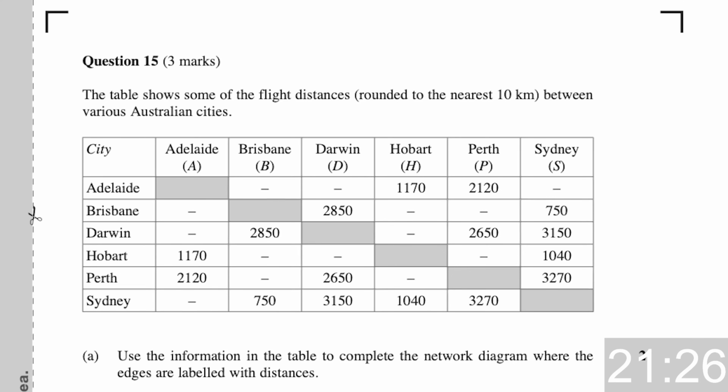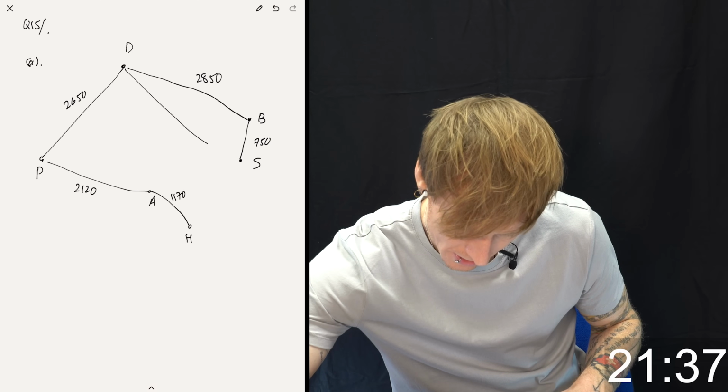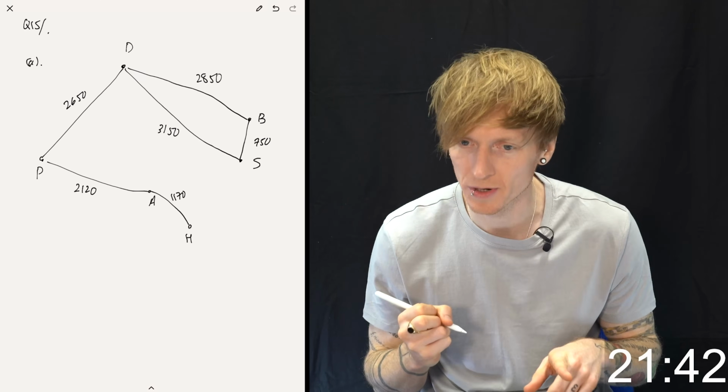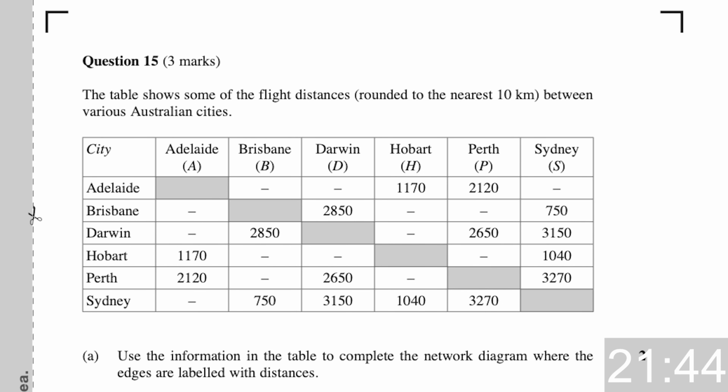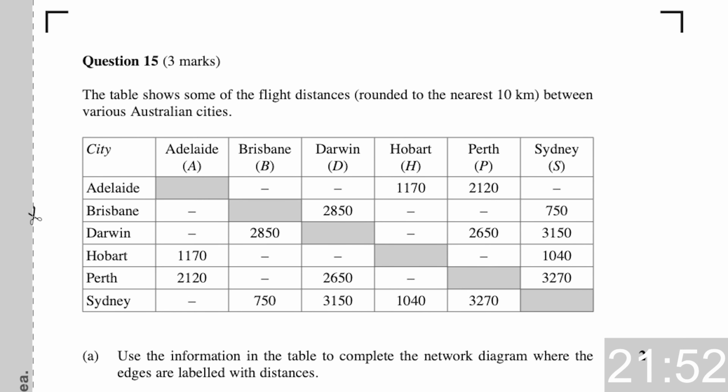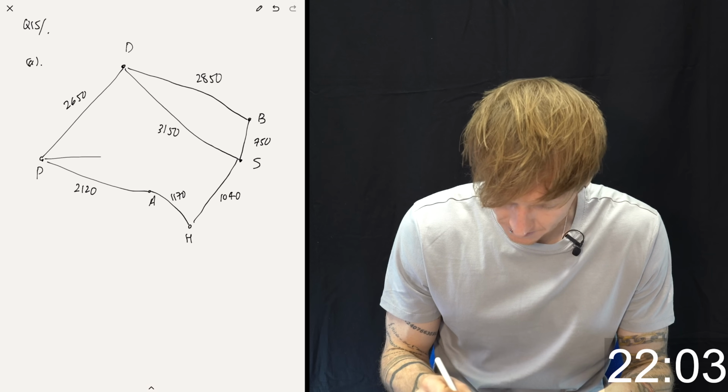Darwin to Brisbane, 2850. Darwin to Perth, 2650. Darwin to Sydney, 3150. So that one's going there. Cool, that was a new one. Hobart to Adelaide, 1170. Hobart to Sydney, 1040. Perth to Adelaide, 2120. Perth to Darwin, 2650. Perth to Sydney, 3270. It's that one.